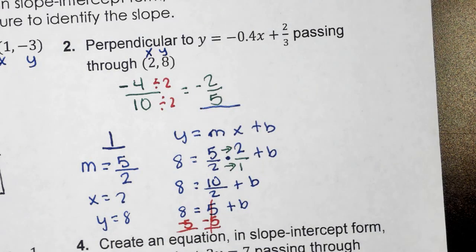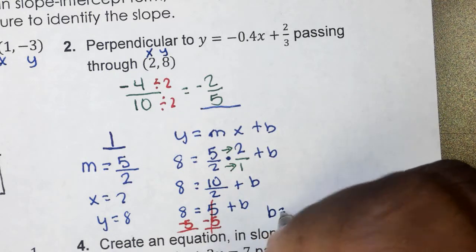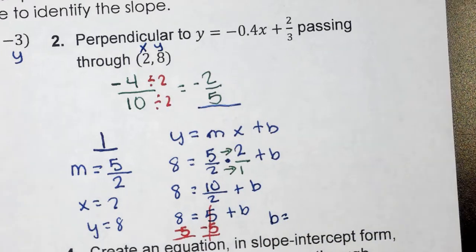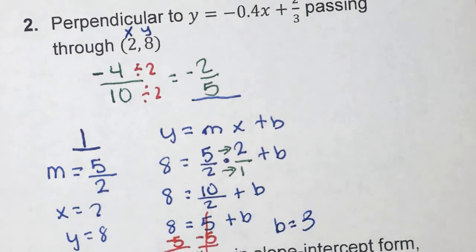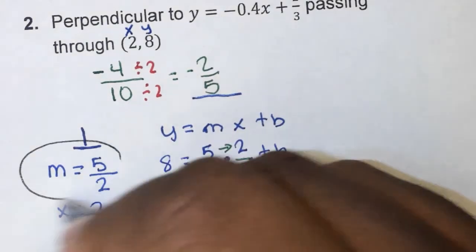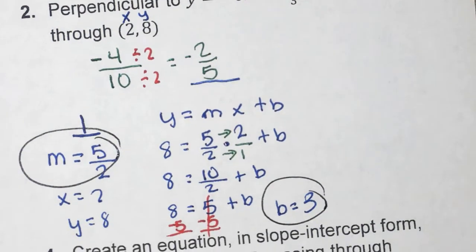Cancels, cancels. Running out of space, I'm going to write it here. B equals what? Thank you. 3. So now in this situation, I have my slope, I have my b. I need to write the equation. Mike, what equation should I write? What equation should I write?